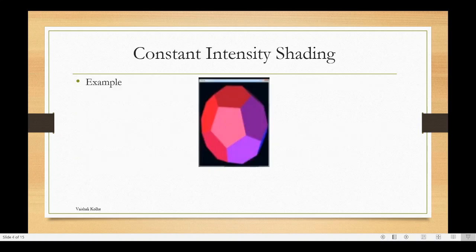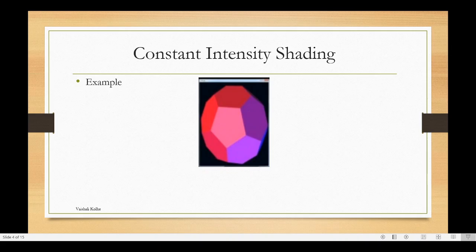So here is an example of constant intensity shading. Here you can see this object has many polygon surfaces. If you consider one single surface, it has one single shade. If you consider another surface, it has another shade. Here you can see these two surfaces are both purple, but the intensity value is different. Here it is darker, whereas here it is lighter. But the entire surface has a single shade. So all the pixels, all points of that surface have the same shade. So this is what constant intensity shading is.